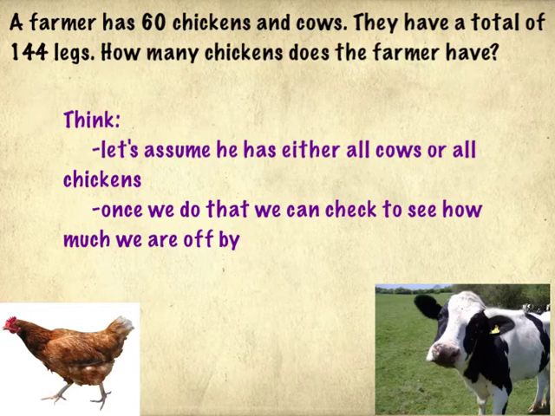So here's an example. A farmer has 60 chickens and cows. They have a total of 144 legs. How many chickens does the farmer have? We could use guess and check here, but there's a faster way to do it. If we assume that he has either all cows or all chickens, we can check to see how much we're off by. And I'll show you what that means.